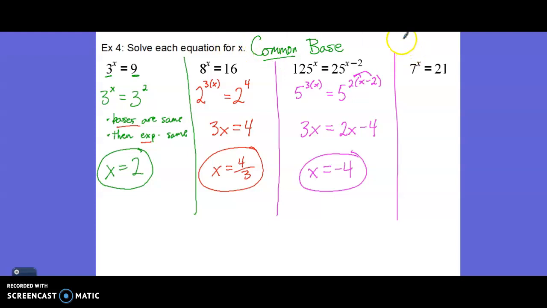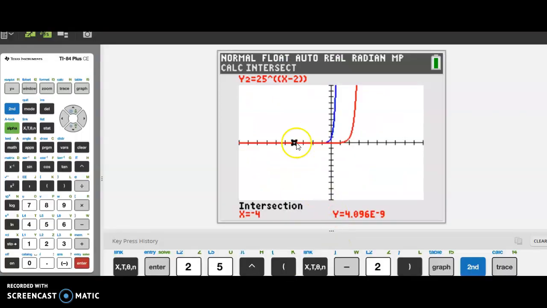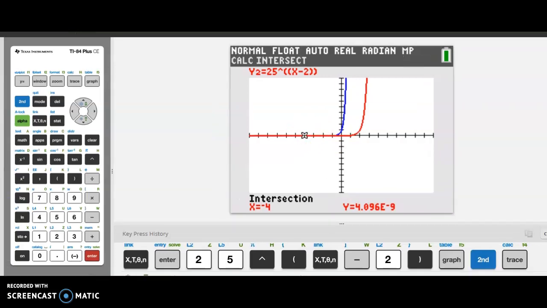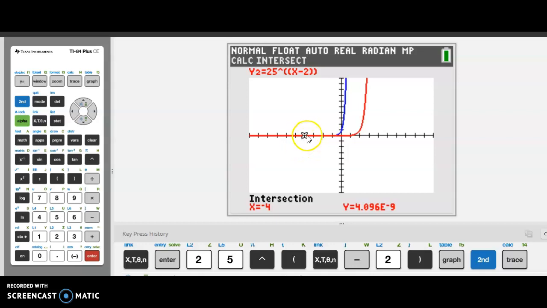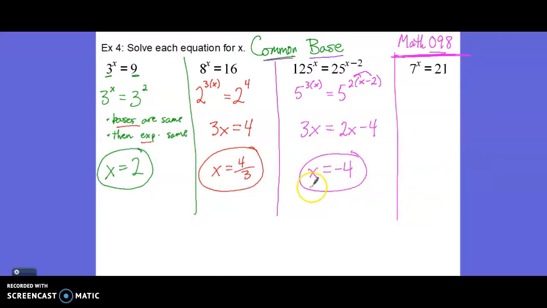Hey Math 098, we left off on this problem, and what I need to mention, as a reminder, is you can also use a graphing calculator as well as this method of the common base. I just left off with this answer if you have a good idea of where the answer is, because you might need to zoom in to see that that's actually a point of intersection to get x equals -4.